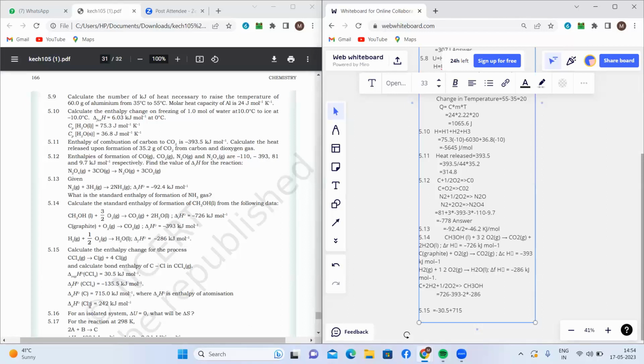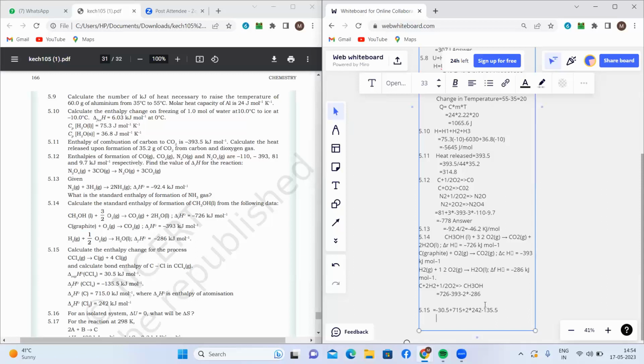We have been given the formation of Cl2, but we are getting 4 Cl here. For 2 Cl2, it's 242. So for 4 Cl, it would be 2 into 242. So plus 2 into 242. Okay. And then minus 135.5, we have to take it directly because it's in the reactant side here and it's in the reactant side here also. So take it directly, minus 135.5. I hope you understood it.